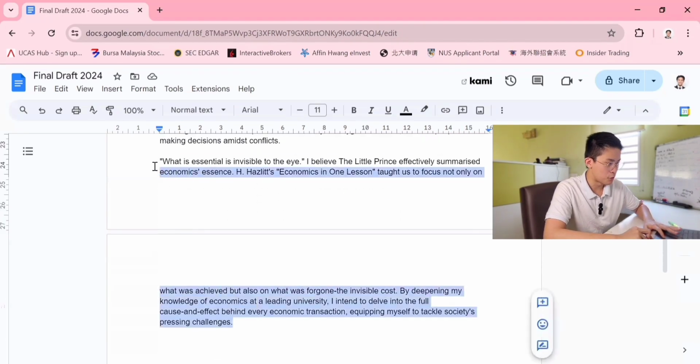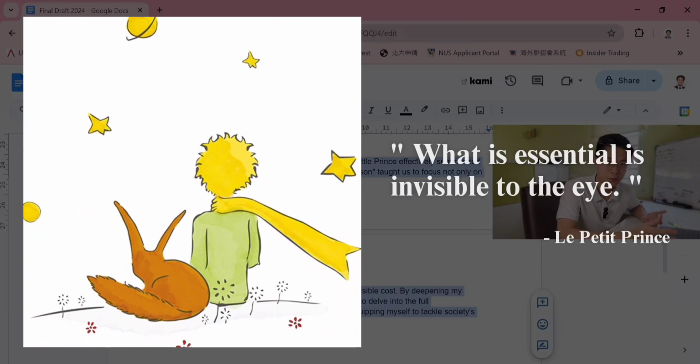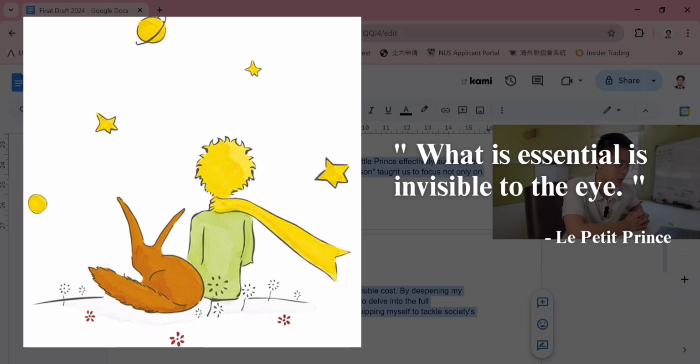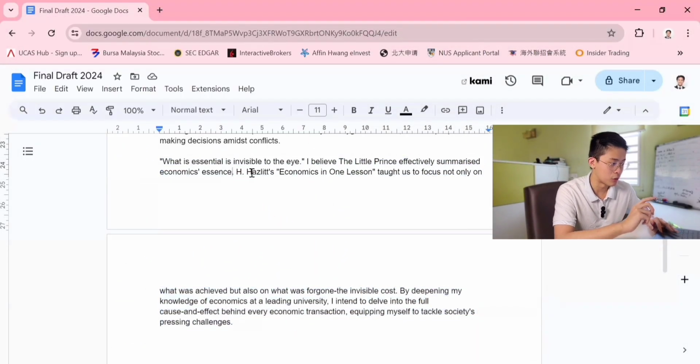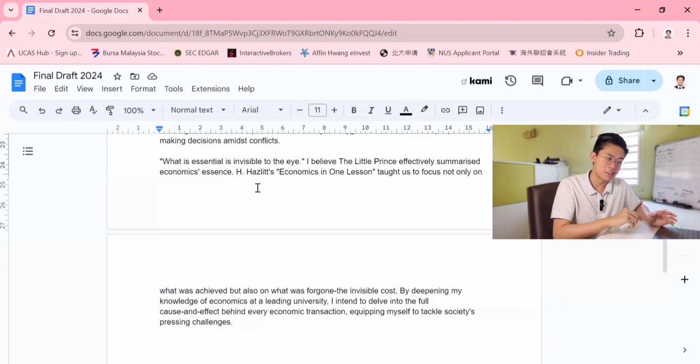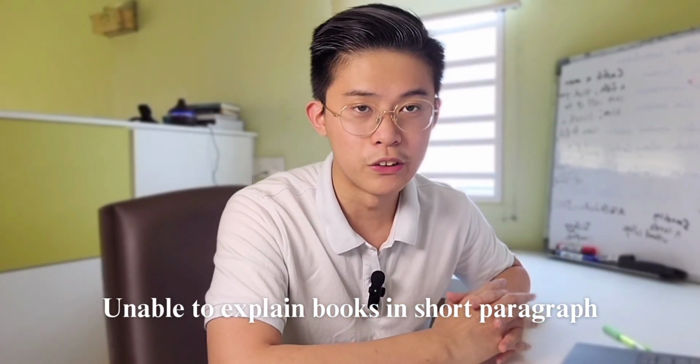So I started this off with a quote from The Little Prince, which was my favorite read for a time. One thing I've done here is that I included another book which I have read, which is Economics in One Lesson by Hazlitt. But now that I think back on it, I think that was quite unnecessary, because if you want to include another book which you have read into your personal statement at the conclusion, I don't think it's a very wise thing to do because you won't be able to explain what you have learned from the book very well in the final paragraph.